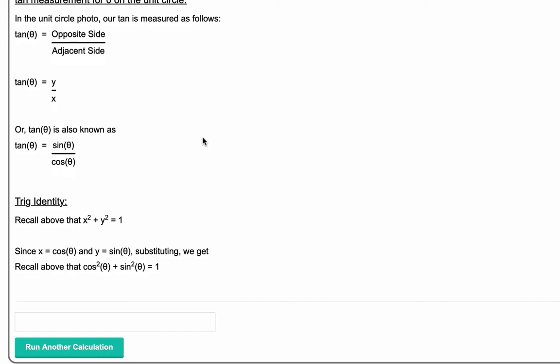So what does this give you from the trig identity? Well, if you recall above that x squared plus y squared equals 1, and x equals cosine theta and y equals sine theta, if we substitute, we get cosine squared of theta plus sine squared of theta equals 1, which is one of the main identities in trigonometry.